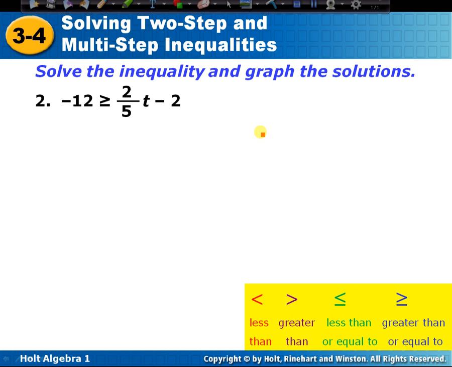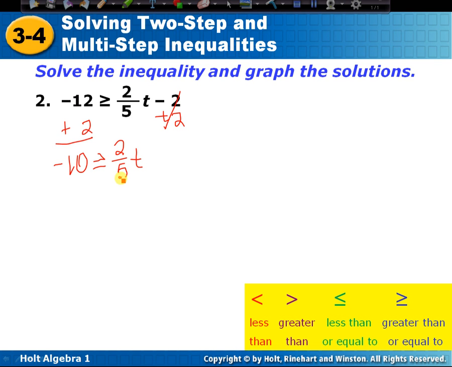out. So the first thing we're going to do is go ahead and try to get our 2/5 t by itself. So our first step to do that is going to be to add. We have a -2, we have to add 2 on both sides. So we have over here -2 plus 2. That cancels. Over here we have -12 plus 2, which gives us -10. Bring down our greater than or equal to sign. Bring down our 2 over 5t. And now we're ready for our next step.